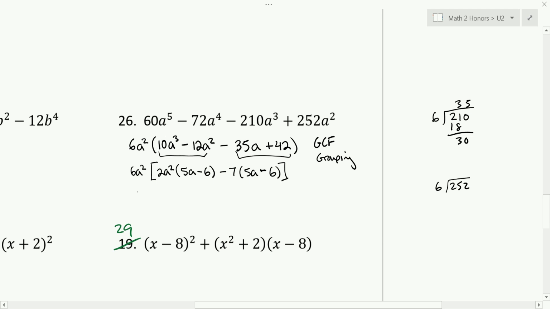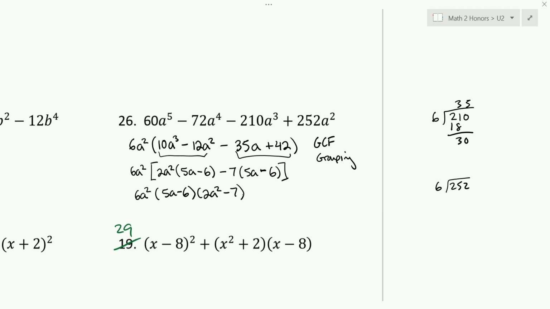And now I can get rid of those brackets. I got 6a squared times, I'm going to factor out the 5a minus 6. And I'm left with the 2a squared minus 7. Now I do have an a squared here, but there's no plus signs or minus signs, so you don't need to factor if you don't have a plus sign or minus sign, okay? This is a to the first power, so I know I'm done.